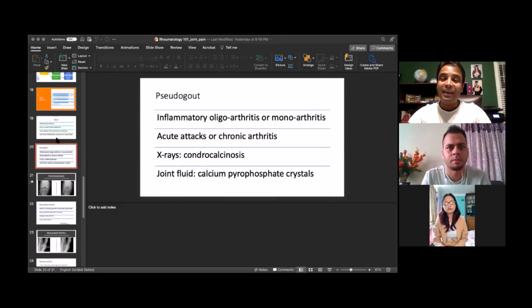But in RA, what happens is you have synovial inflammation, right? So it affects synovial joints. Now you have synovial joints in multiple areas, including your hands, knees, and feet. So RA typically affects the synovial joints. For psoriatic arthritis, we don't know yet why it is asymmetric versus RA, but the pathophysiology is a little bit different.